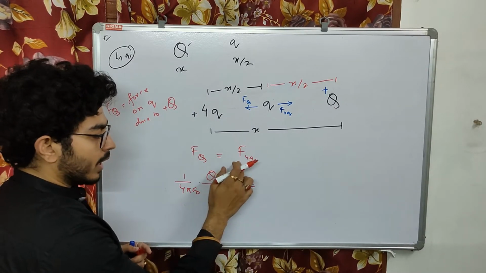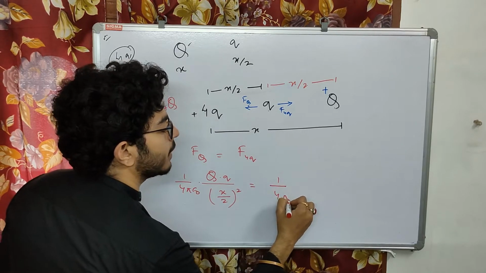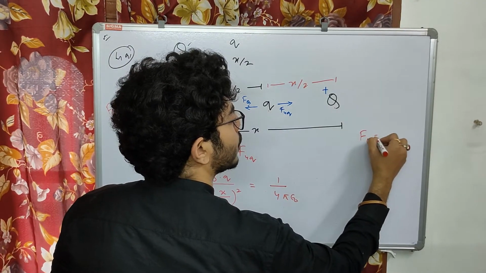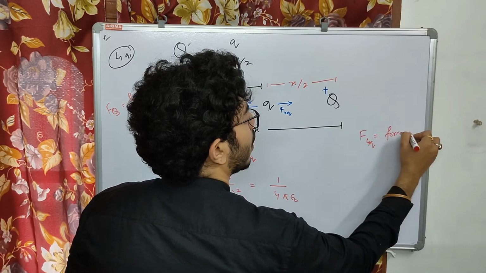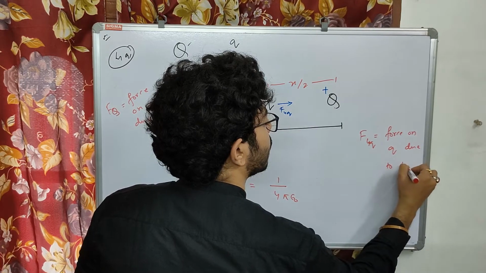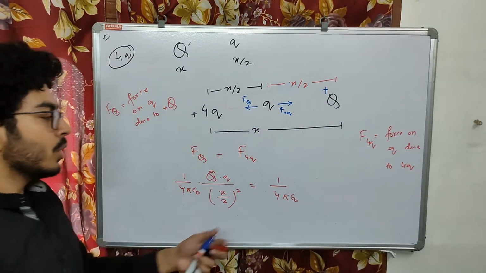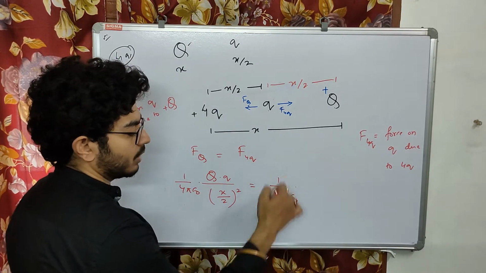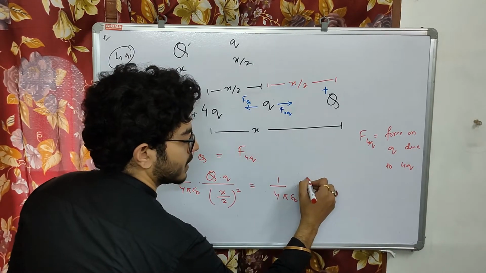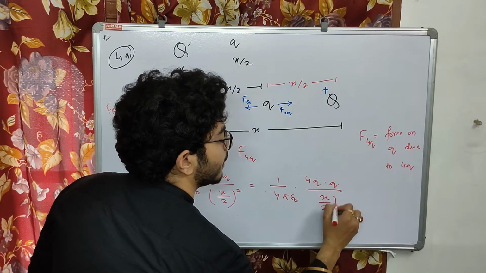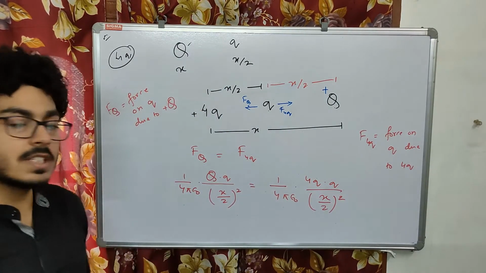For this one we are going to use 1 by 4 pi epsilon. Now what is F4Q? F4Q is the force on Q due to 4Q. So for this we have to find out the magnitude of the force. For this we are going to write 4Q into Q by x by 2. Now this is clear to everyone.